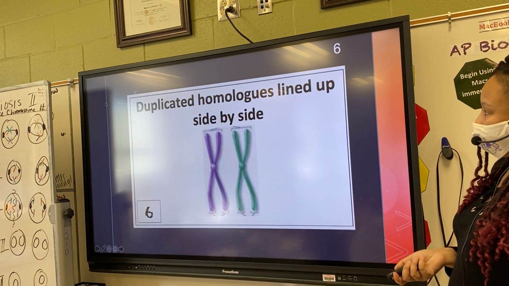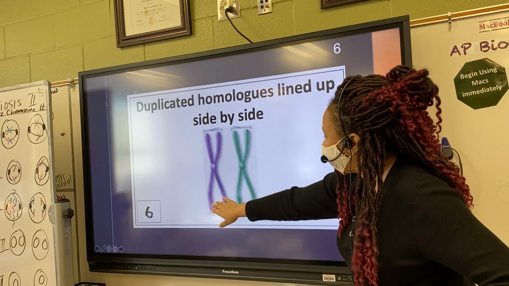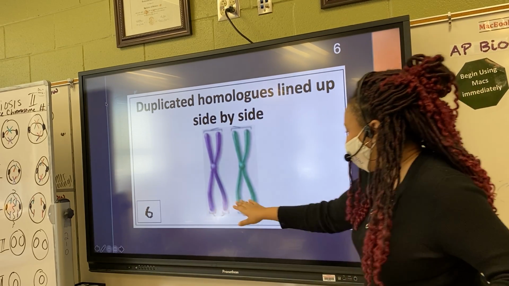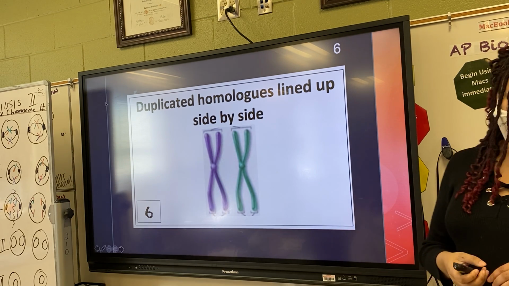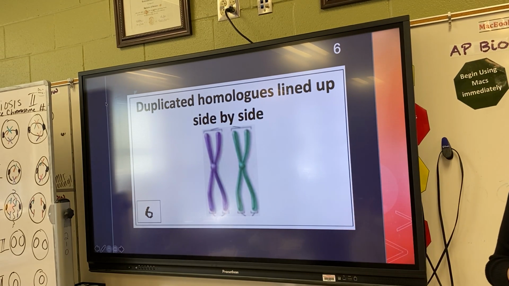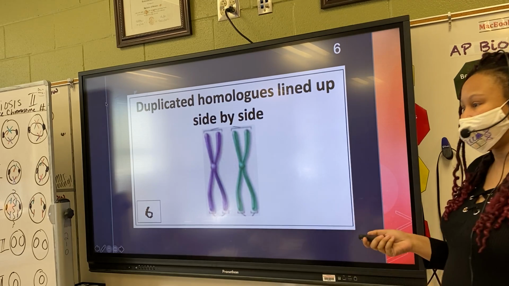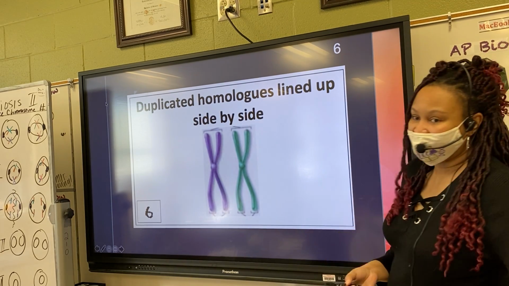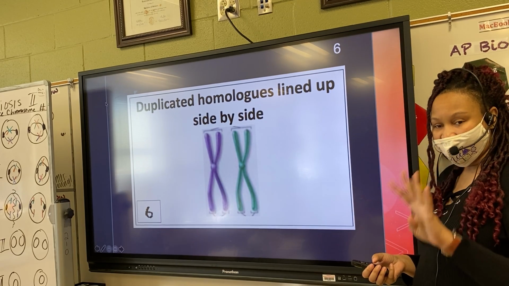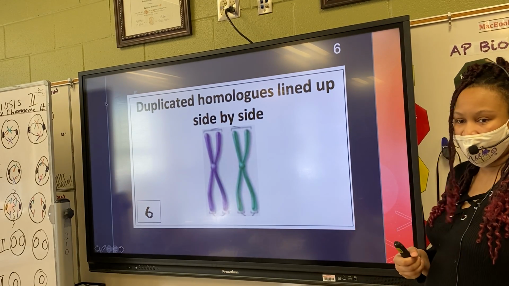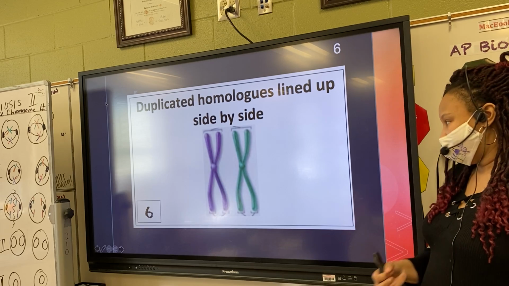Now, when my two homologous chromosomes line up side by side, they form something. What do they form? What is it called? A tetrad. That is correct. They form a tetrad. Tetra means four. Hey Parker, how many chromatids do I have up here? Four.